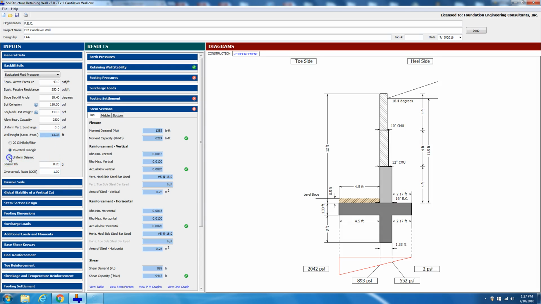We also have another method, called the uniform seismic pressure. So if you have a soils report that says, for example, you have 15 psf rectangular distribution for seismic earth pressure.